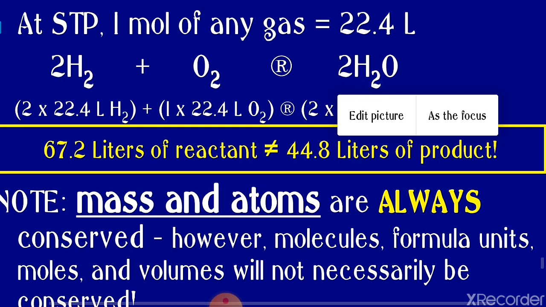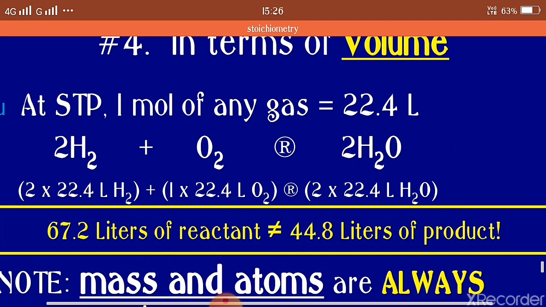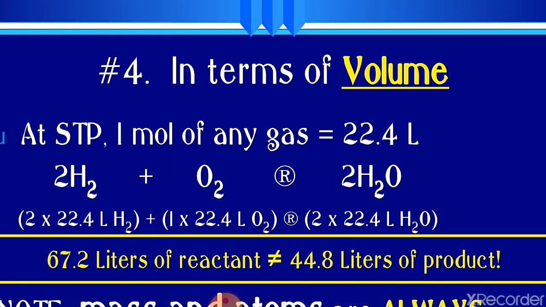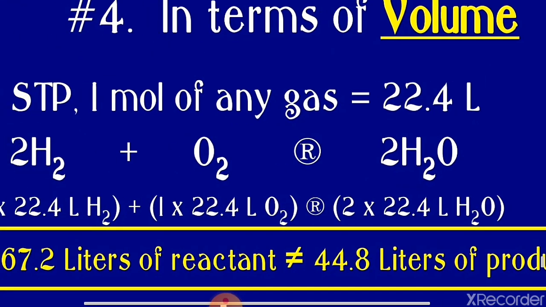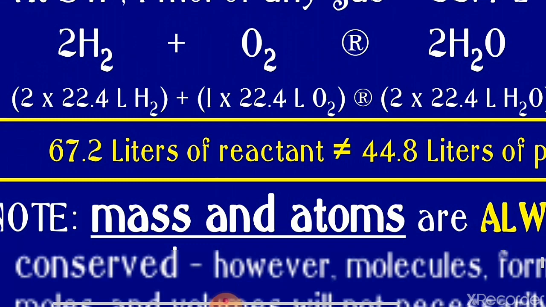Now, in terms of volume, first of all, at STP condition, from the mole concept we know 1 mole of any gas is equal to 22.4 liter. So 1 mole is 22.4, so 2 moles is 2 into 22.4 liter of hydrogen combined with 22.4 liter of oxygen to give 2 into 22.4 liter of water. So you can state that 2 volumes of hydrogen combine with 1 volume of oxygen to give 2 volumes of water.